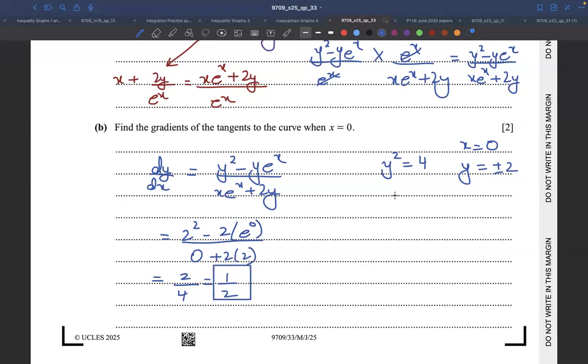And now taking y equals minus 2. So minus 2 whole squared is plus 4. And then minus of minus 2 into e to the power of 0 is 1, upon 0 plus 2 into 2 into minus 2. And then 4 plus 2 is 6 upon minus 4. So the other gradient would come out as minus 3 upon 2.